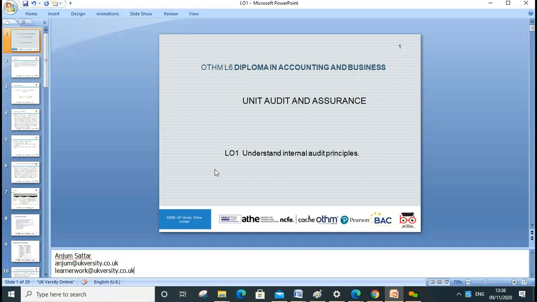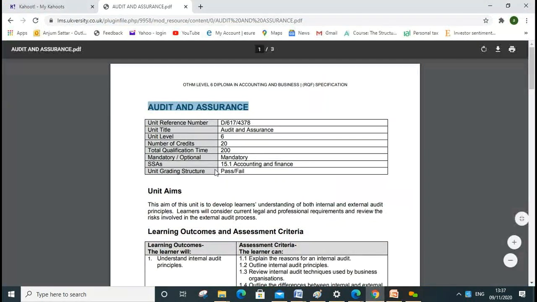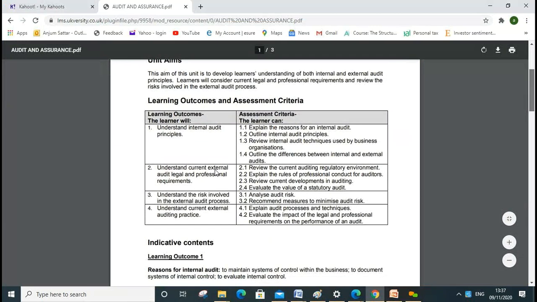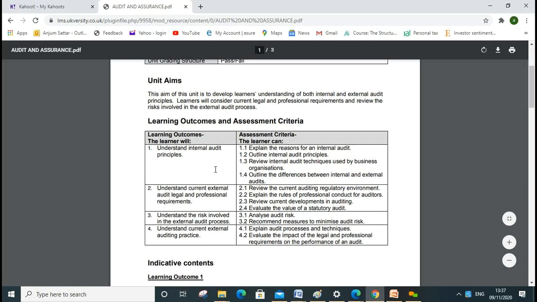So today's lesson, of course, focuses on LO1. Before starting this unit, we'll discuss what we're supposed to cover and what we're supposed to learn under this unit. This unit consists of 4 learning outcomes, and the aim of this unit is to develop learners' understanding about internal and external audit.